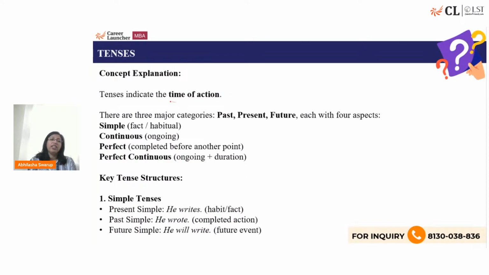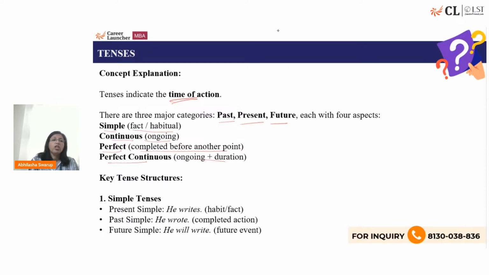Tenses indicate the time of the action. So, there are three major tenses: the past, present, and future. With the four aspects: the simple, which describes a fact or habits, repetitive actions; the continuous shows the ongoing action; the perfect shows anything that is completed before another point; and the perfect continuous shows the ongoing plus the duration of the ongoing action.